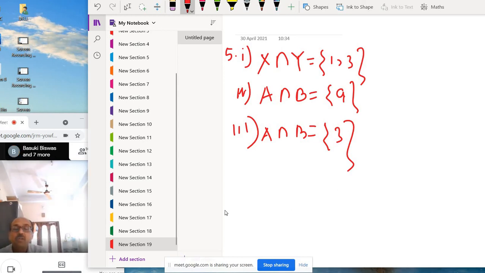This is number 4. So A intersection B equals null set. We know the null set needs no bracket, only the symbol for the null set, that is, the empty set.